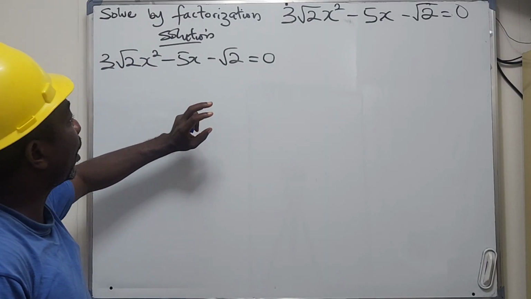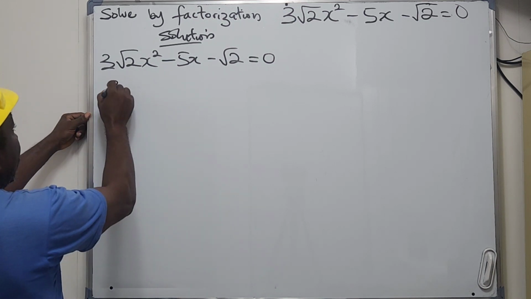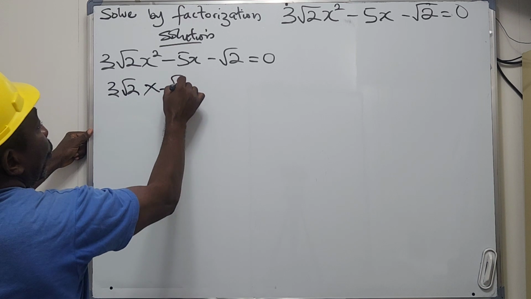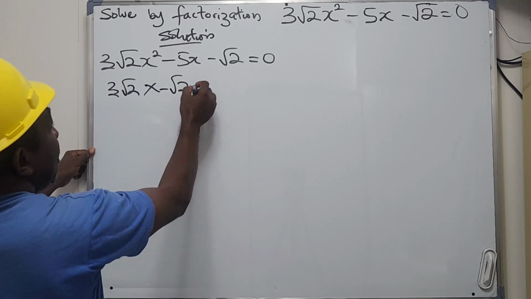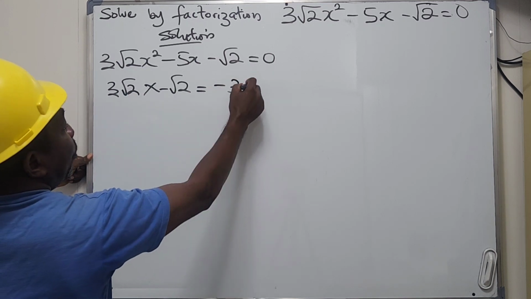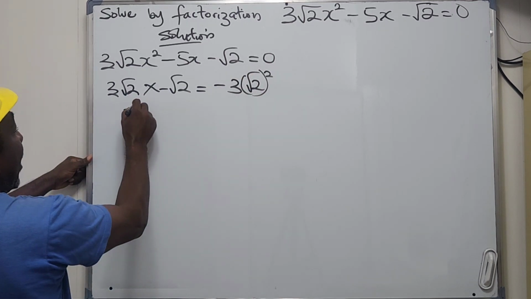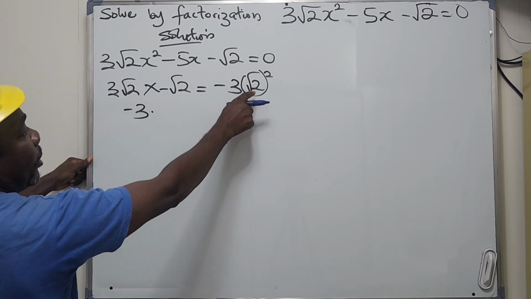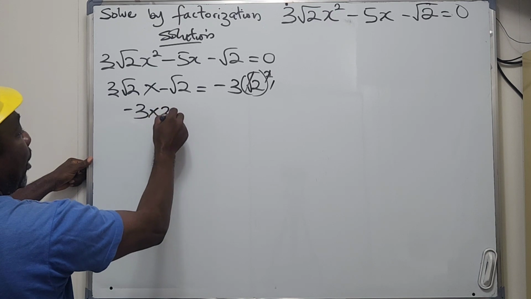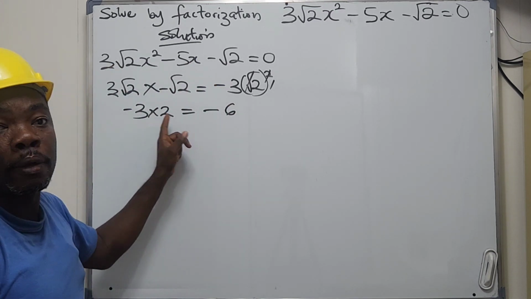So the first thing that we are going to do is multiply this by this. So this will become 3 root 2 multiplied by minus root 2. When we multiply, this is going to be minus 3, and root 2 to the power of 2 becomes 2. So minus 3 times 2, this will give us minus 6. So multiplying these two will give us minus 6.